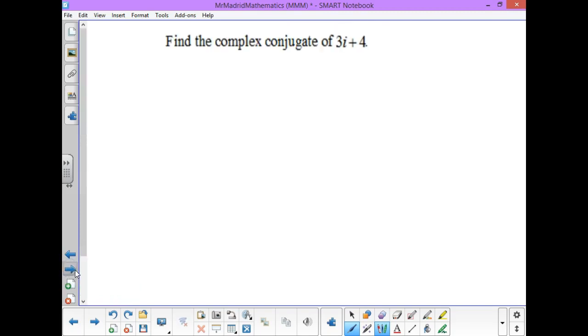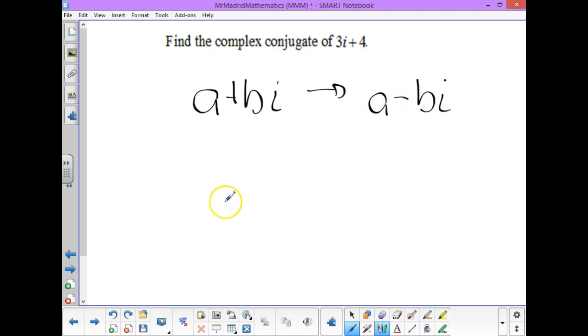And what do we have here? Find the complex conjugate. Here's the last one. Not very difficult at all. All you have to do is understand, pay attention, that if you're given some number a plus bi, then the complex conjugate is simply a minus bi. So we're looking at 3i plus 4. So how do you turn that into its complex conjugate?